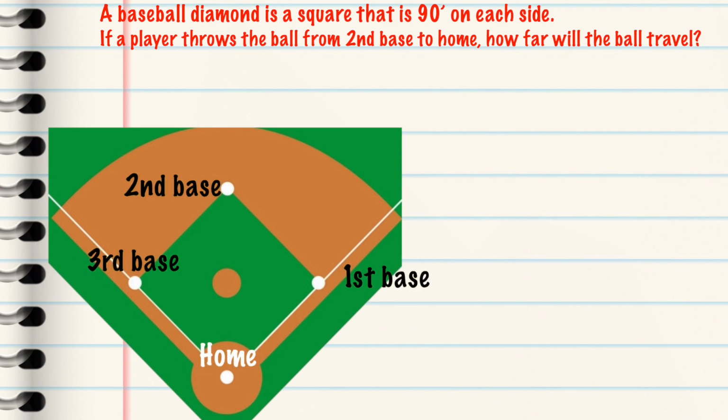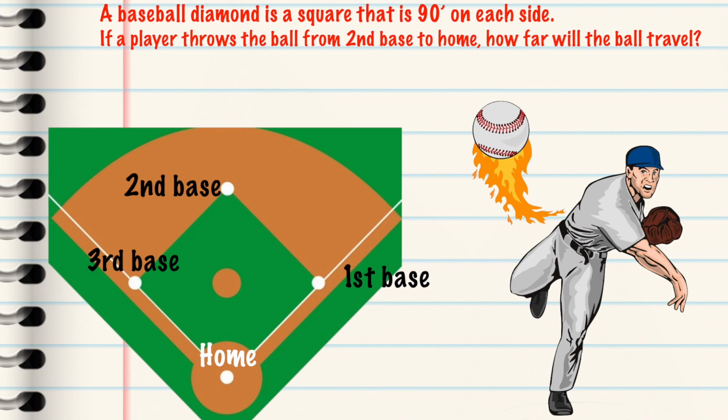A baseball diamond is a square that is 90 feet on each side. If a player throws the ball from second base to home, how far will the ball travel?